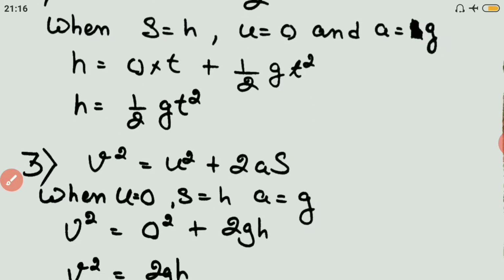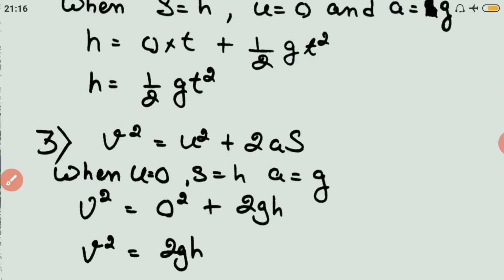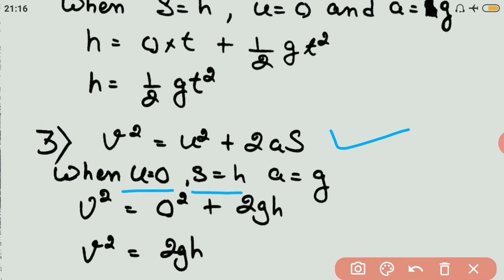Now coming to the third equation of motion, which is v square equals u square plus 2as. Again, we all know the values. u's value is 0, s becomes h, and a becomes g. So replacing the values of u, s, and a, we shall get v square equals 0 square plus 2gh, meaning 2as becomes 2gh. Hence, I shall get v square equals 2gh. This was the first scenario.